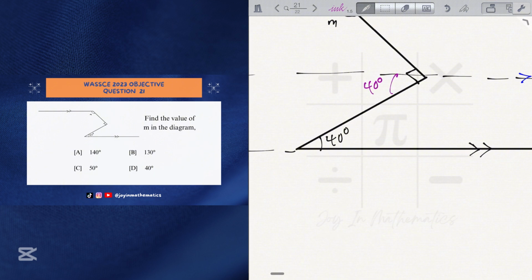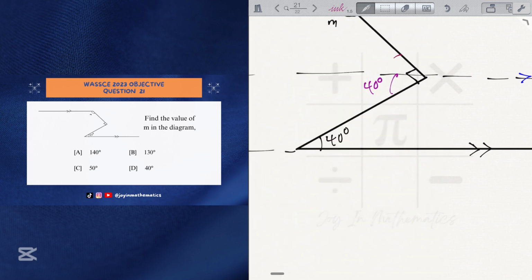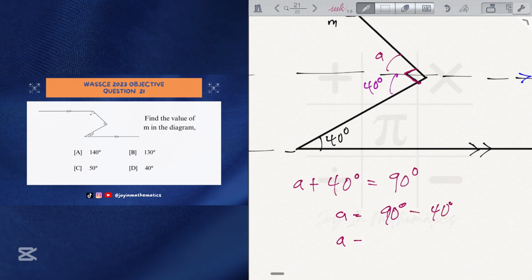Now, if we call the remaining angle here A, because we know that the sum of angles at this point, as given in the diagram, is 90 degrees, we can say that A plus 40 degrees is equal to 90 degrees. So A will be equal to 90 degrees minus 40 degrees. Therefore A will be equal to 50 degrees. Now we have 50 degrees equal to A.